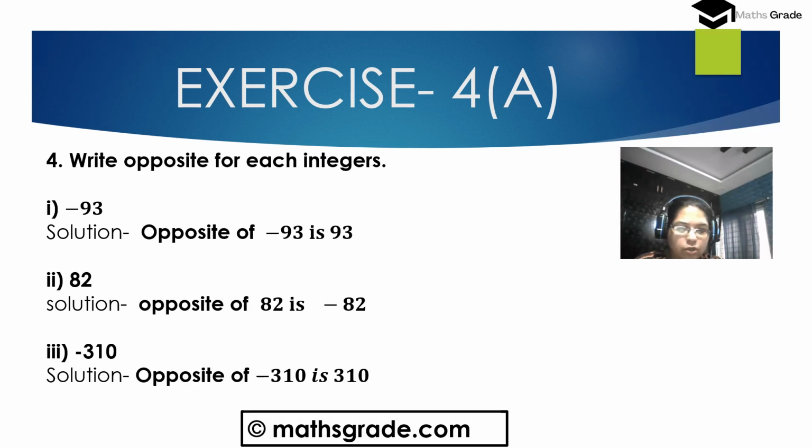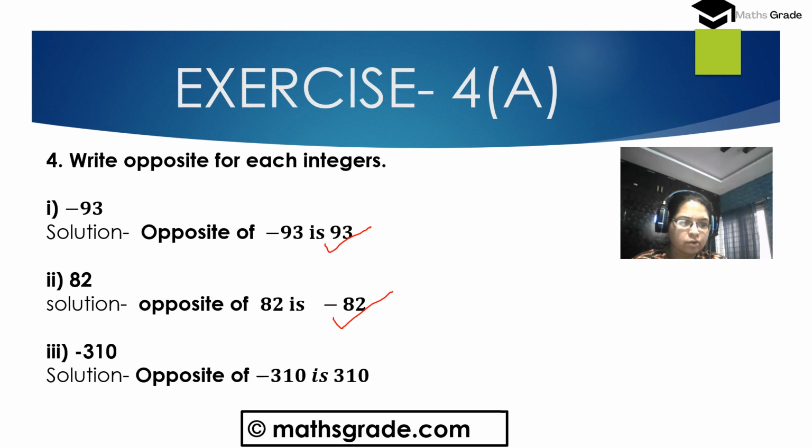Now we will solve question number 4. Question number 4 is: write the opposite of each integer. First part is minus 93. The opposite of minus 93 is positive 93. So the opposite of minus 93 is 93. Second part is 82. The opposite of 82 is minus 82.